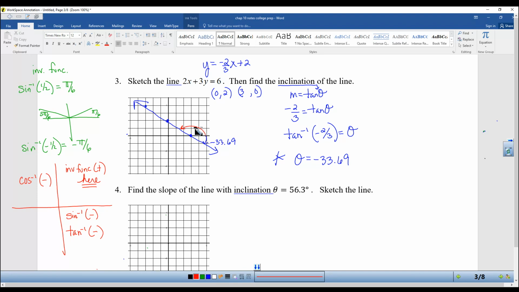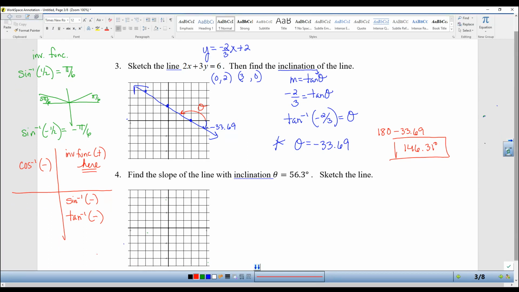So in order to actually get the inclination, this is the correct answer for inverse tangent, but to get the inclination, you're going to have to subtract from 180. So 180 minus 33.69 gives you a final answer of 146.31 degrees. And honestly, if you just sketch it, you're going to see that negative 33 is wrong. If you mark what the inclination is before you start, I don't think that you'll forget. It doesn't specify degrees or radians, so I would leave it in degrees because I think that that's probably a little bit easier for you.